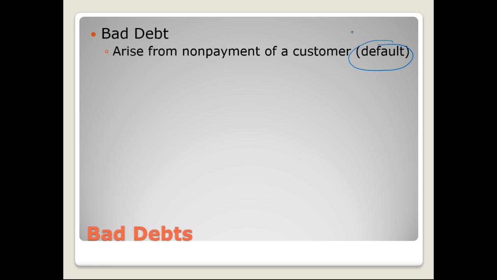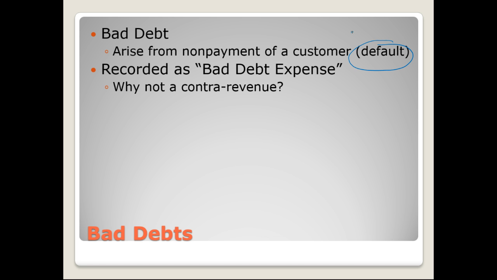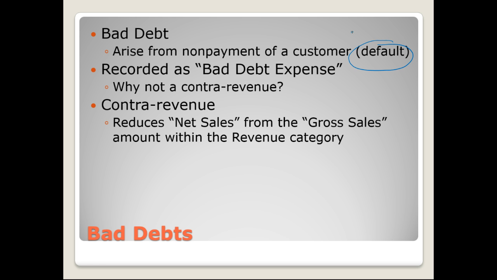And we record this as an expense, actually. And if you recall, expenses are debit amounts. Why is it not a contra revenue? Remember, we had sales discounts, we have sales returns and allowances. Those are both contra revenue accounts. They're debit entries that reduce the total amount of revenue. Well, a contra revenue reduces the total amount of gross sales so that we can arrive at net sales.